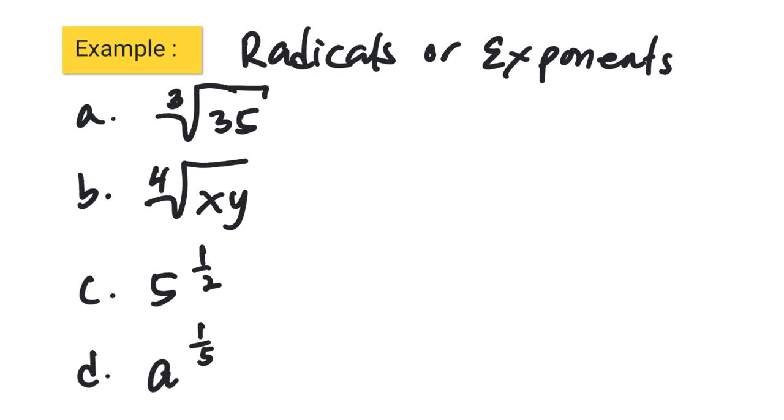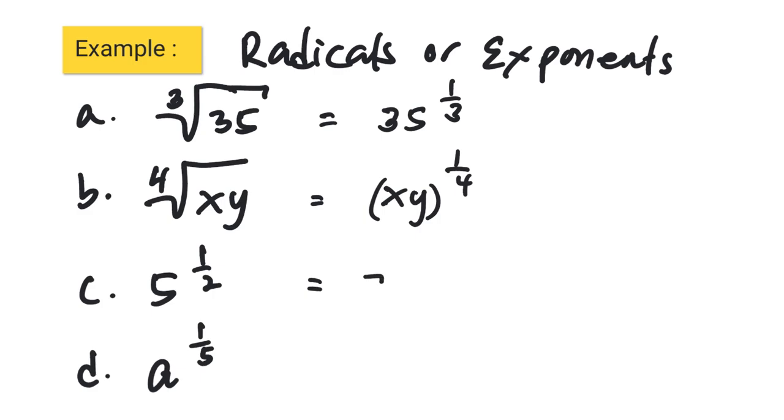So cube root of 35 can be written as 35 raised to 1 over 3. Fourth root of xy can be written as xy raised to 1 over 4. 5 raised to 1 half can be written as the square root of 5, and a raised to 1 over 5 is written as fifth root of a.